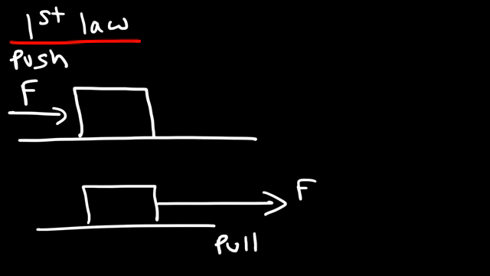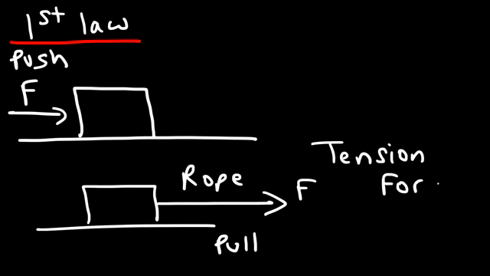And the way to pull something is by means of a rope. Whenever you have a force acting on a rope, it's known as a tension force. So whenever you hear the word tension, it's basically a force acting through a rope. So unless we apply a force, the box at rest will continue to remain at rest.